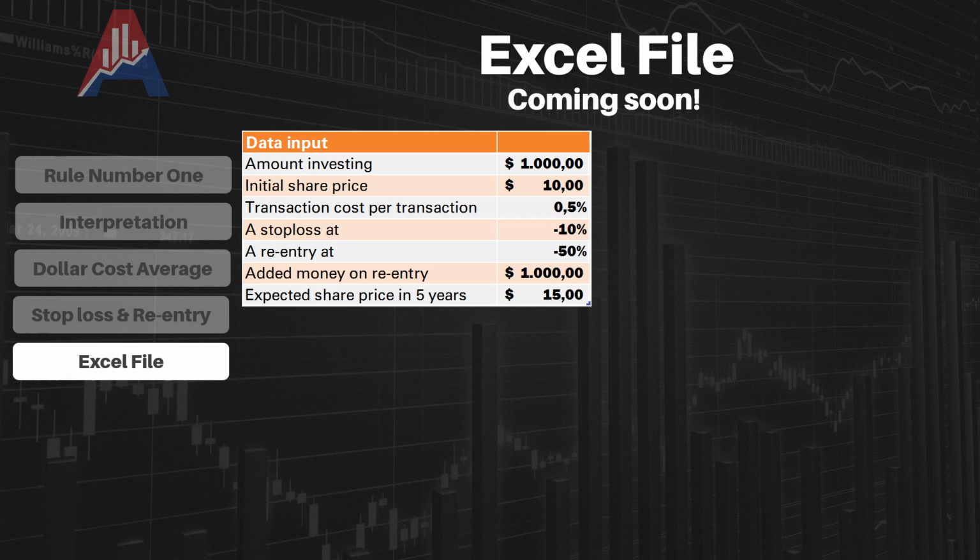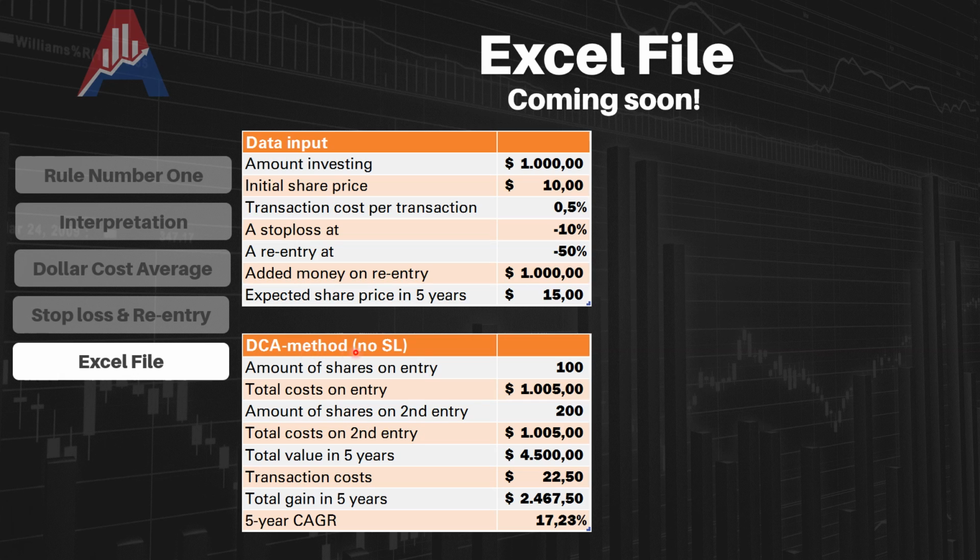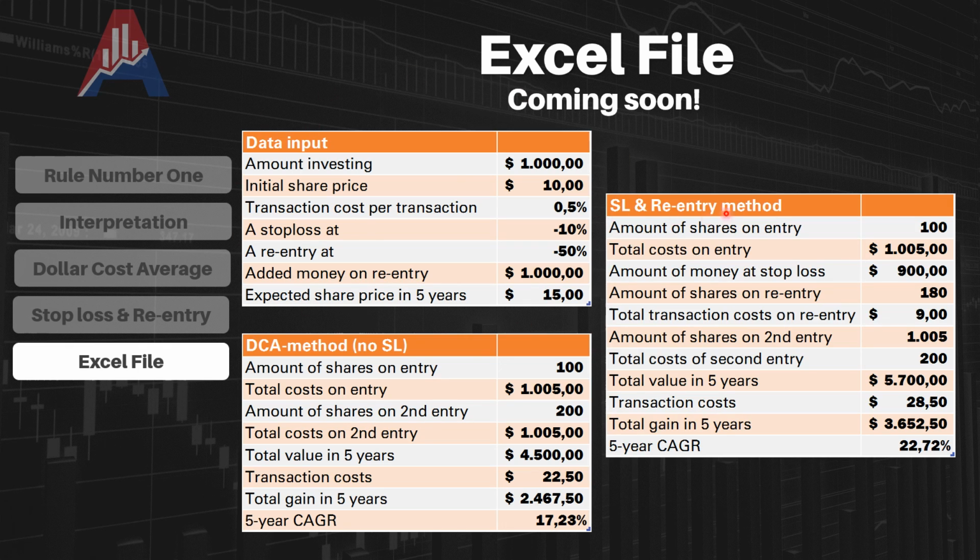But we have a point where you have data input, and you're just going to fill in the details that you want to use for your equation. Then we will see the results in a DCA method, the dollar cost average, and I actually implemented a 5-year compound annual growth rate to go with that. And with the same details, it will also show you what happened if you were to use a stop loss and re-entry method. Keep in mind that at this point, if you just go to the data input real quick, we use a stop loss at 10% and a re-entry at 50%.